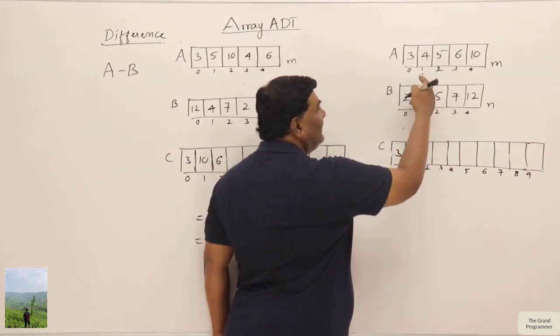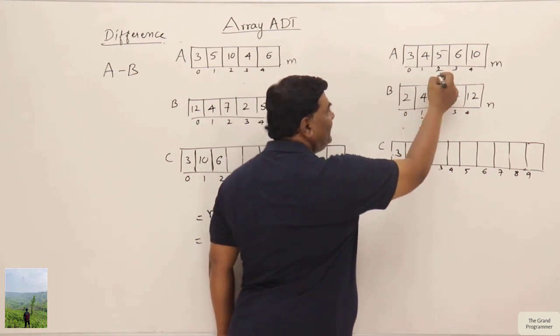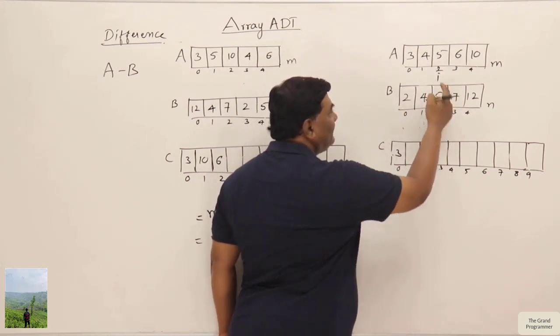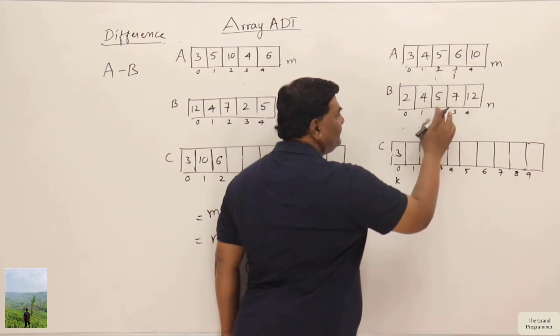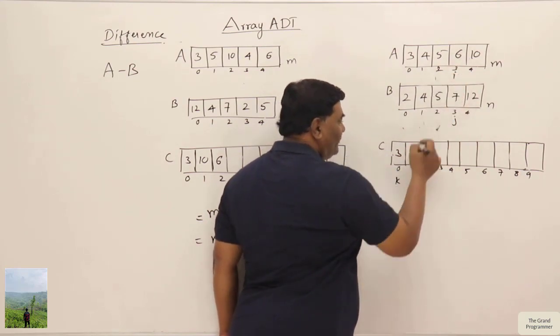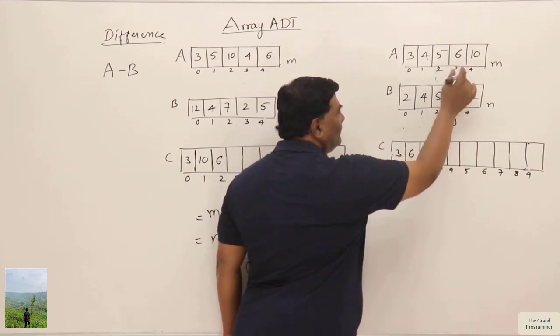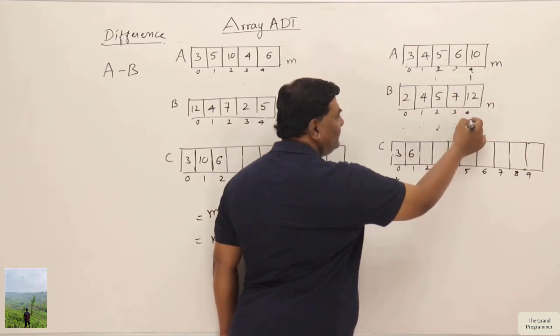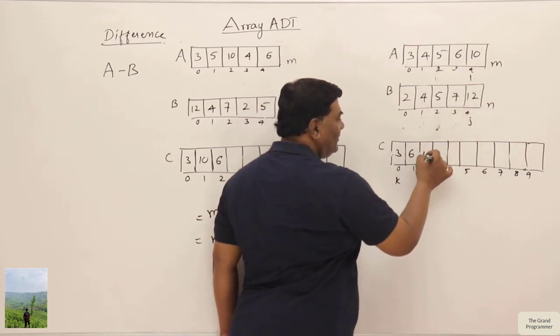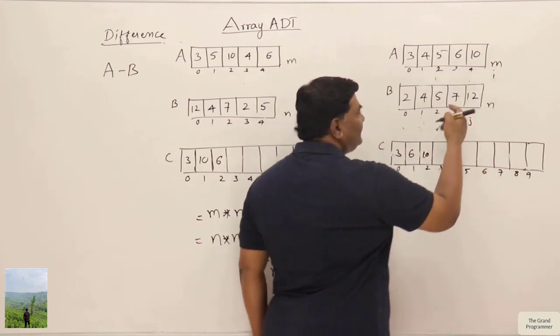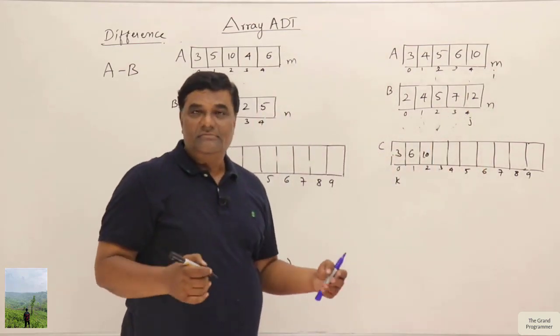Then move ahead. They are same, don't copy anything, just move ahead. They are same, don't copy anything, just move ahead. That's small, copy it. Move ahead. Then this is small, move ahead. Then that is small, copy it, move ahead. First list has finished. So stop.